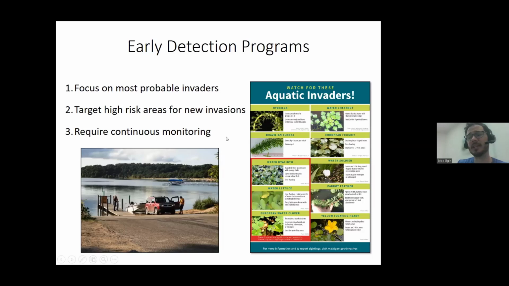And it requires continuous monitoring, because you would want to look annually, since there's always that chance it comes in that year. You want to be vigilant to find those new invasions.